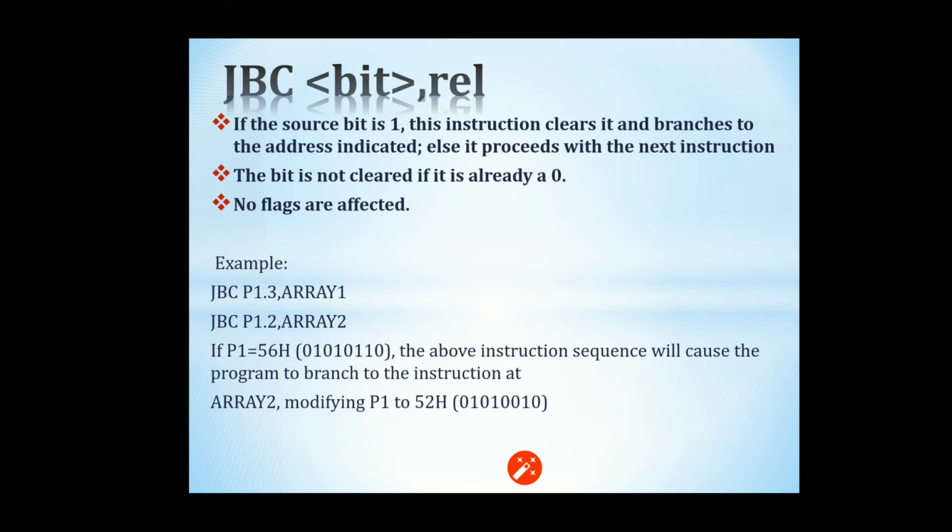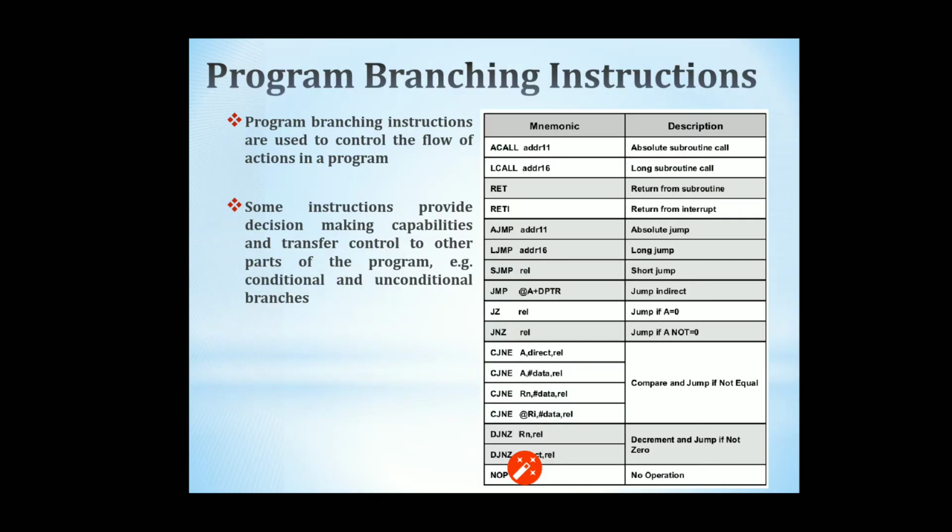JBC bit, rel. If the source bit is 1, this instruction clears it and branches to the address indicated. Else it proceeds with the next instruction. The bit is not cleared if it is already a 0. No flag will be affected in this instruction.